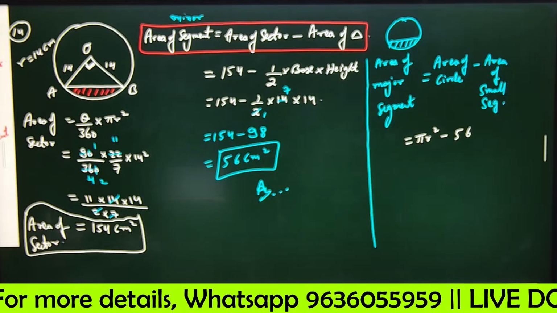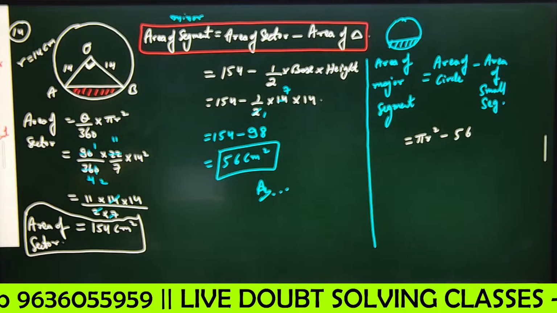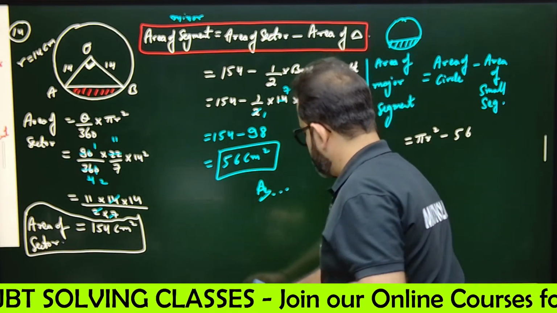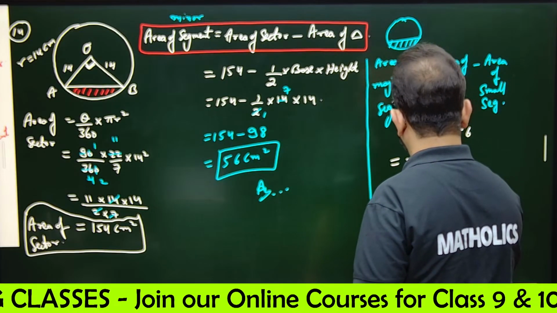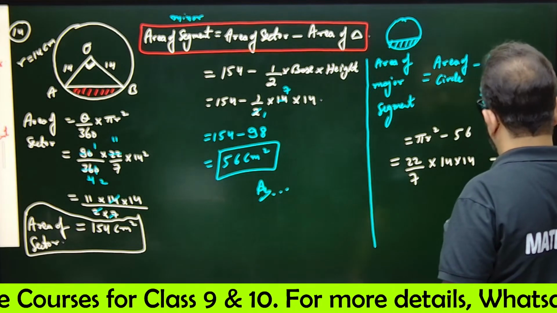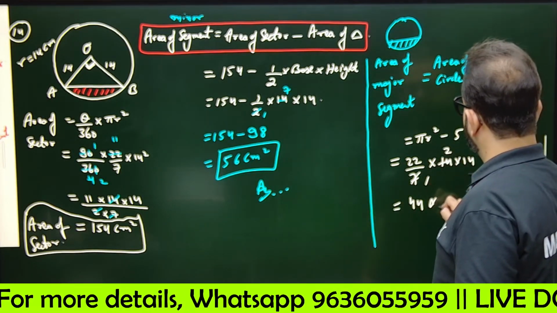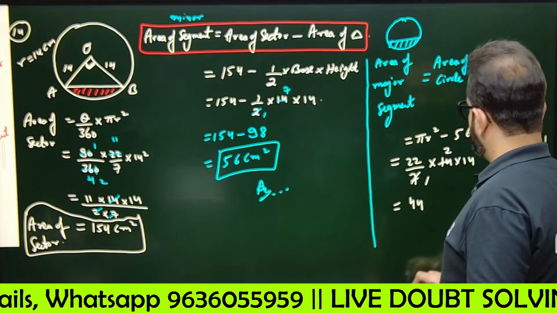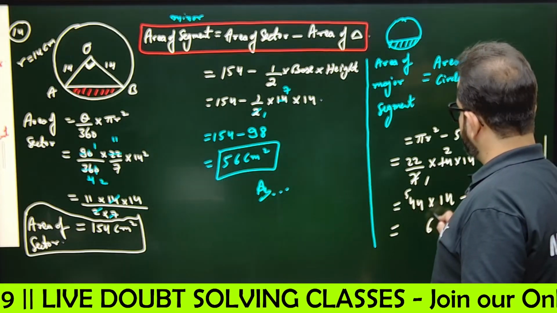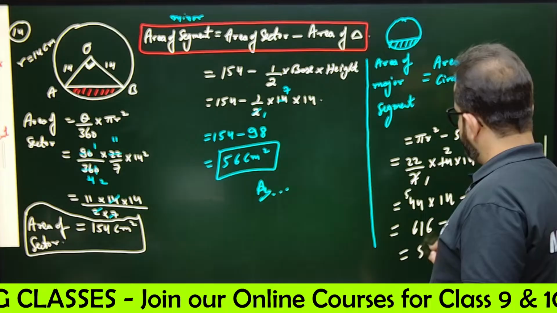560. Let's see. Pi r square would mean 22 by 7 into r square. What is 14 into 14 minus 56? 7 ones are 7, 7 twos are 14. It's 22 into 14 into 14 minus 56. 14 fours are 56, and 5. 616 minus 56. Yes, beta.